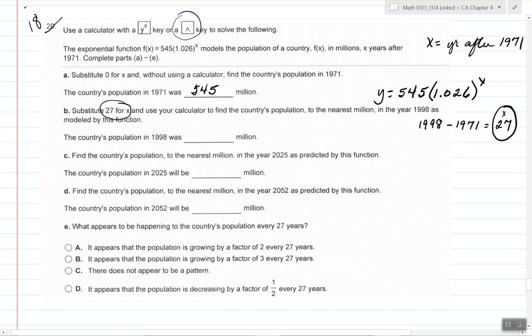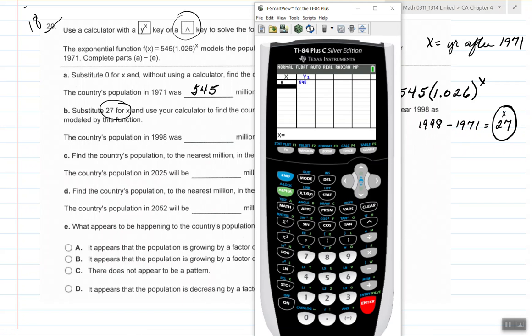All right, so back to the calculator. I'm supposed to put in 27 for X, enter, and it said to round to the nearest million, so this will become 1090.